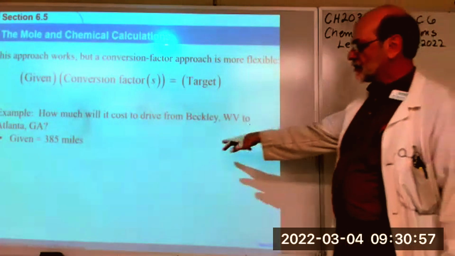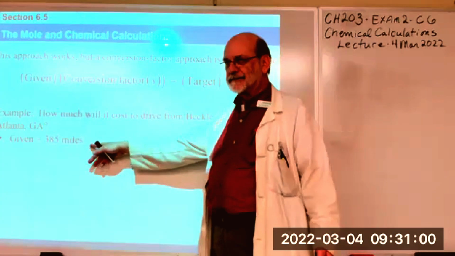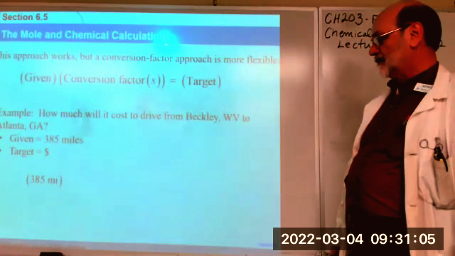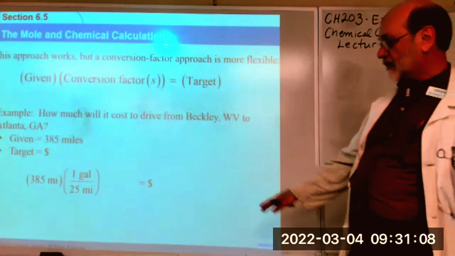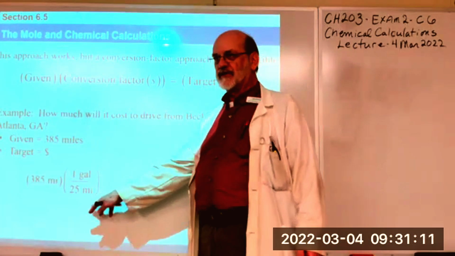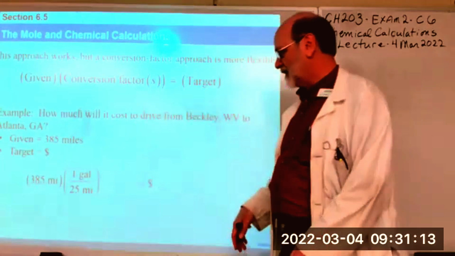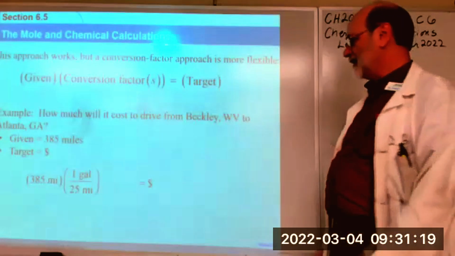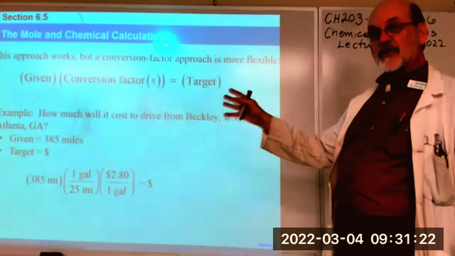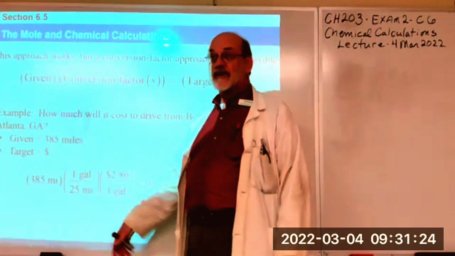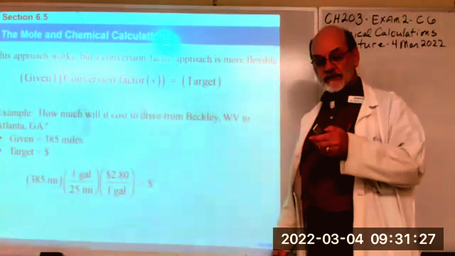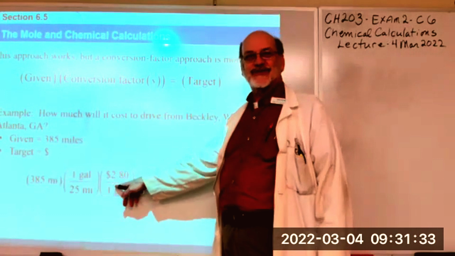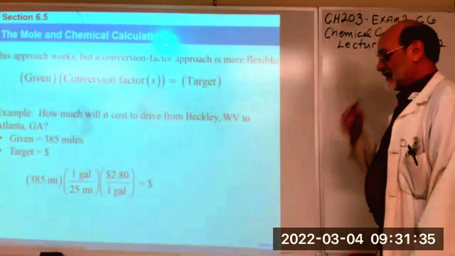So the distance from Beckley to Atlanta is 385 miles, and there's your target. So we need a conversion factor. That's pretty generous. My vehicle probably won't get that, but it's easier to deal with that number than with 22.5 or something. You put that in there for your car. Your car might get better than that. If you have a small 4-cylinder engine, you probably do. And at the time this slide was created, gas was $2.80.